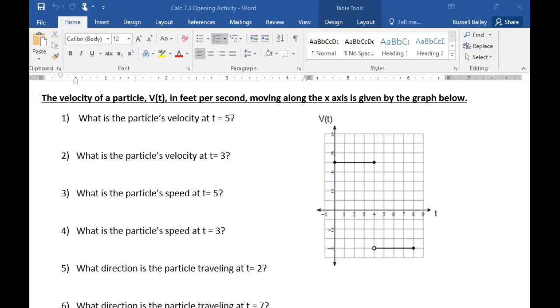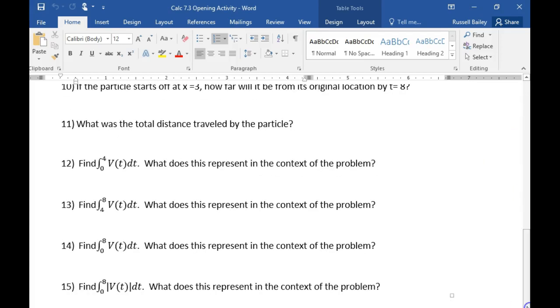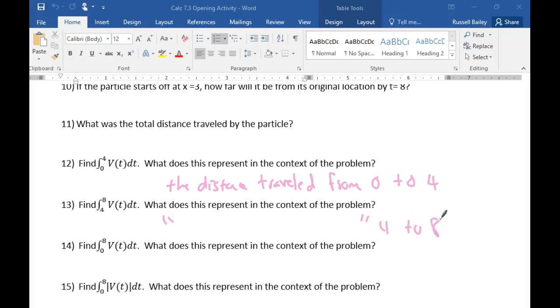So that's the connection that I want you guys to be making here, is that the integral basically tells you how far it moved on that interval, right? So this represents the distance traveled from 0 less than t less than 4. You should probably write it like that. And this one is all the same thing, but just from 4 to 8. But I kind of feel like we're missing something here.